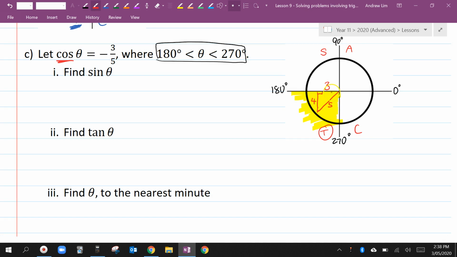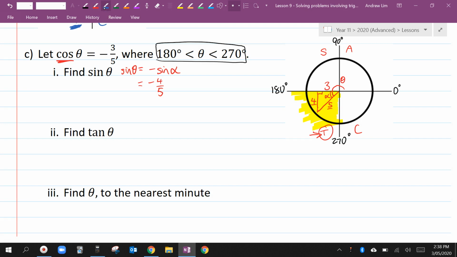Therefore, what is sine theta? Remember, this is theta, which means that this little bit here is alpha. So, sine of theta, in this case, is going to equal negative sine of alpha. Negative because only tan is positive. What is sine of alpha? Opposite over hypotenuse, 4 over 5, but it's negative 4 over 5.